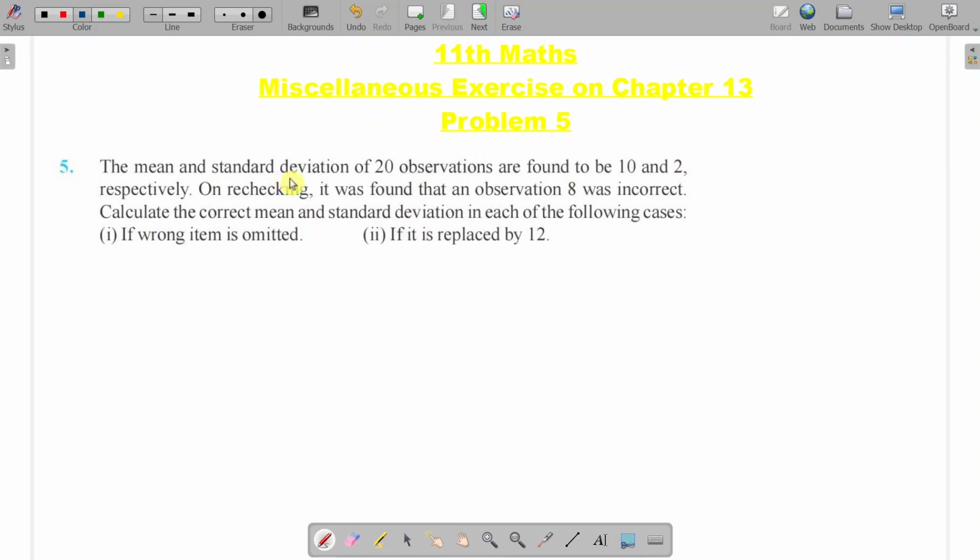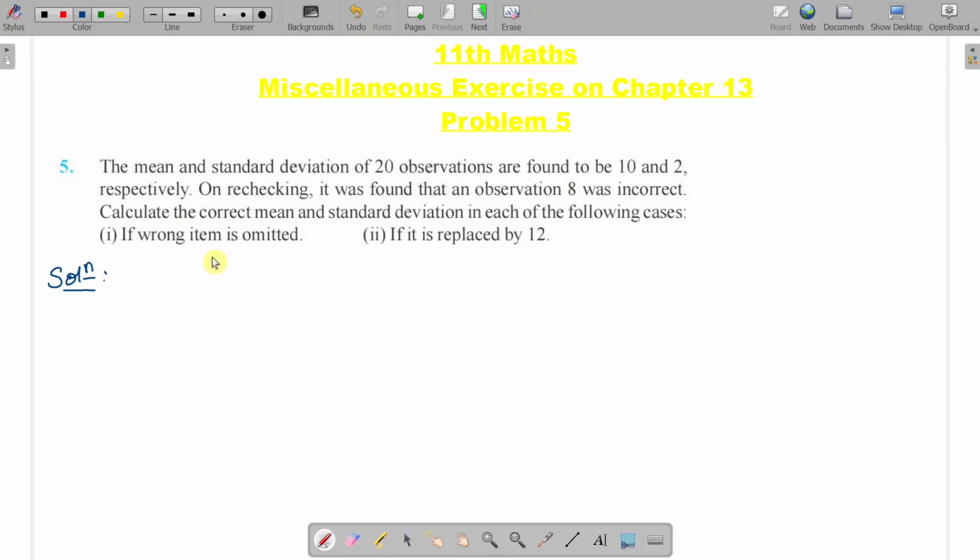So, what is given in the problem is the mean and standard deviation of 20 observations. Then they are rechecking the problem and they find that the observation which is 8 was incorrect. Now we have to calculate the correct mean and standard deviation if the wrong item, that is this observation 8, is omitted, and second if this observation 8 is replaced by 12. So, let us start solving this problem. Solution.